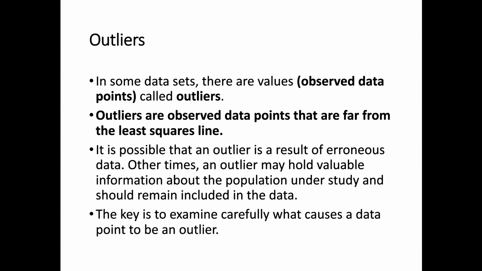Outliers are observed data points that are far from the least squares line, the regression line. It is possible that an outlier is a result of erroneous data. You just took the data incorrectly. That can certainly happen. Other times, an outlier may hold valuable information about the population under study and should remain included in the data. It might show you, believe you me, I am an outlier.